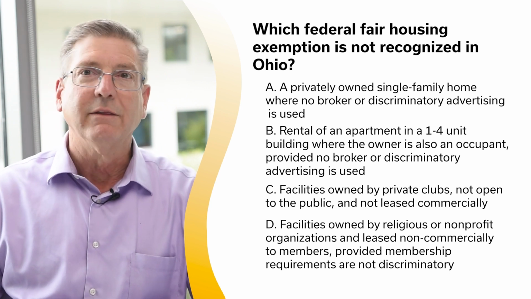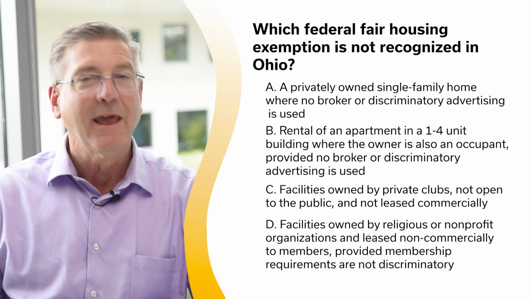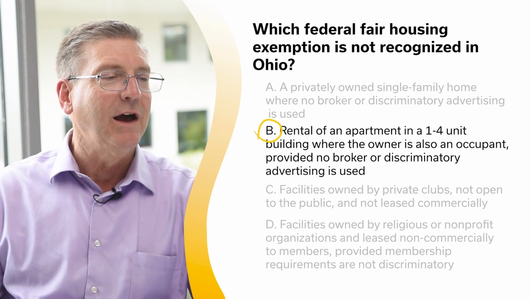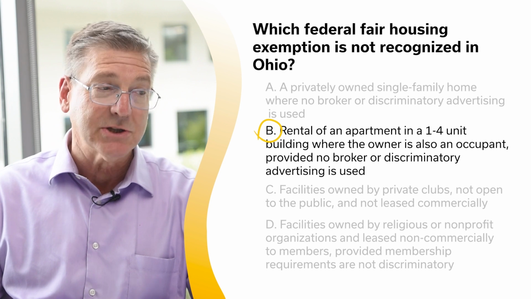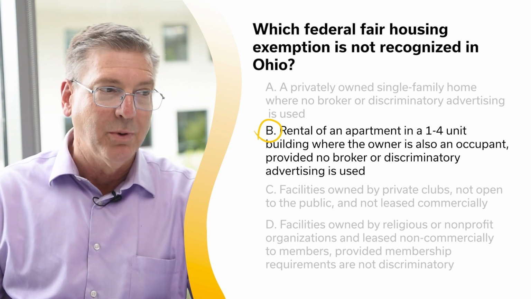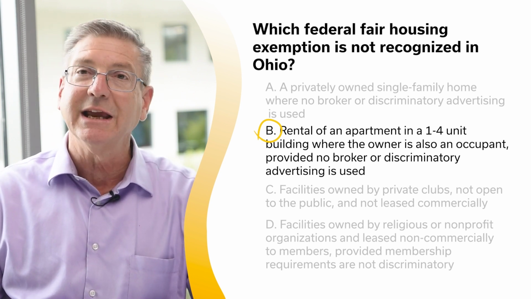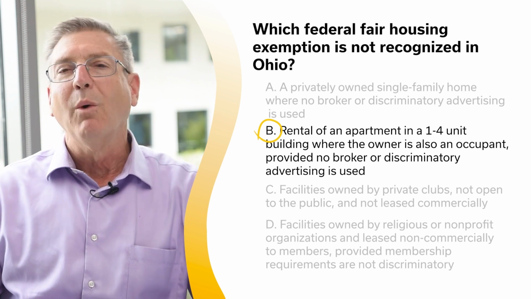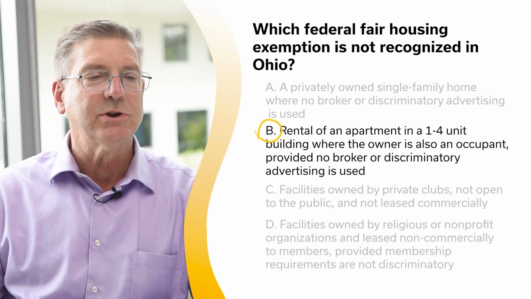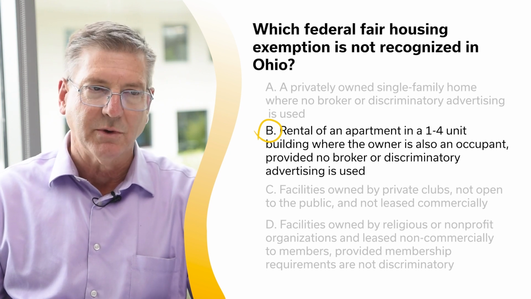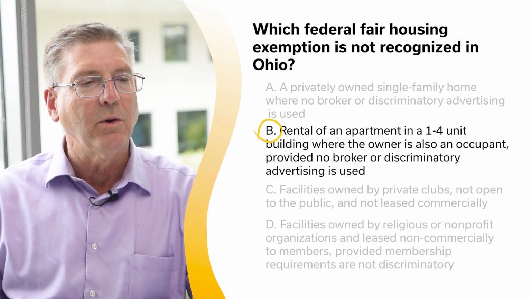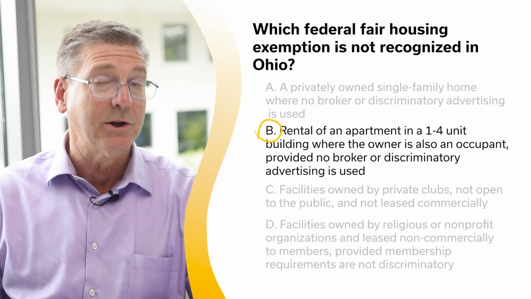Whew. The correct answer is B, rental of an apartment in a 1 to 4 unit building where the owner is also an occupant, provided no broker or discriminatory advertising is used. Ohio does not allow an exemption for a rental of an apartment in a 1 to 4 unit building where the owner is also an occupant, even when no broker or discriminatory advertising is used.